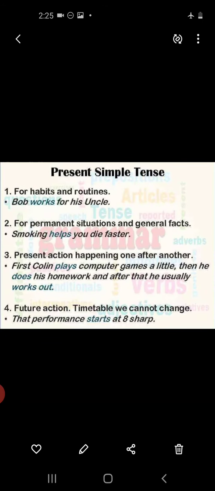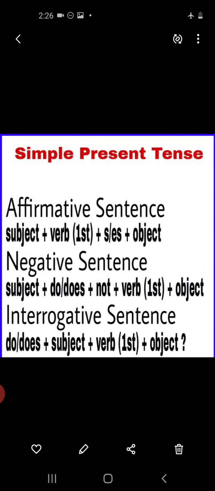Very first we have to see where we can use simple present tense. We have to see the uses of simple present tense. Guys, simple present tense is used to express a habitual action, custom, routine or habit. It is also used to express a general truth or fact that is true at the time of speaking. It is also used to show a future event which is already arranged. Have a look at the rules of simple present tense.